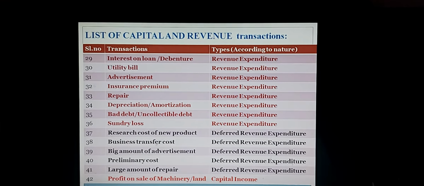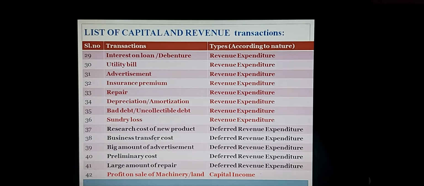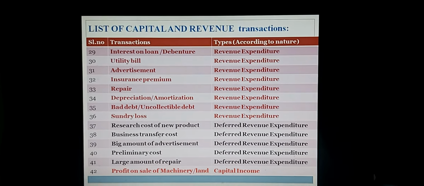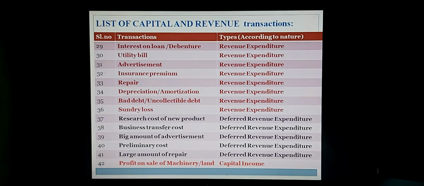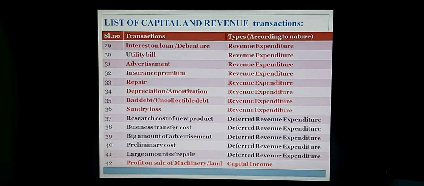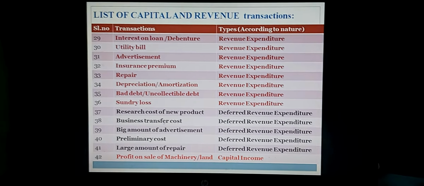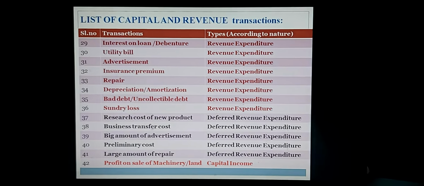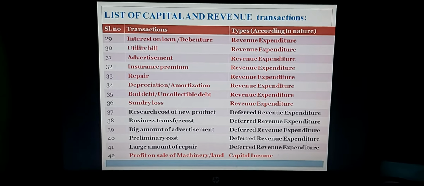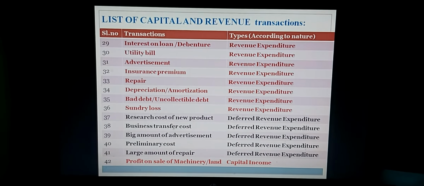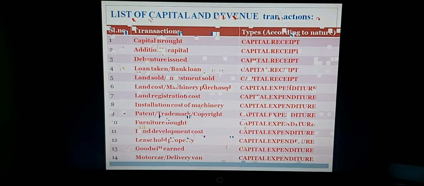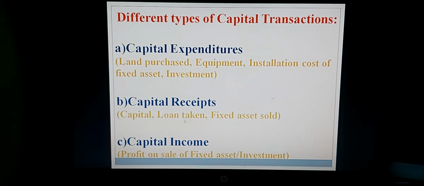Last one for today, profit on sale of machinery or profit on sale of land. When any asset is sold and a profit is gained, then it is treated as capital income. Okay, dear students, I think you have understood all items of capital and revenue transactions.